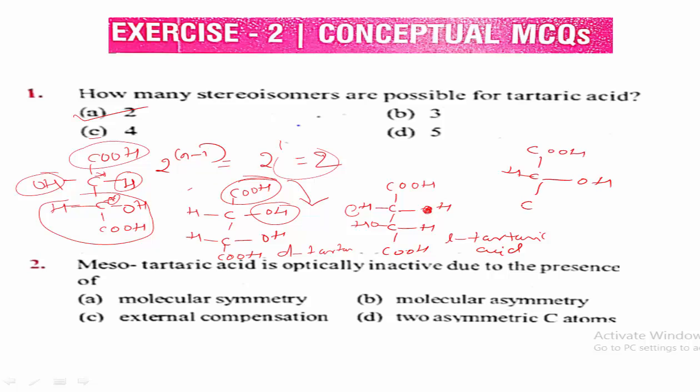I write here H, OH, and here H, OH, and here COOH. Is it right? Yes. Observe here, if you draw a plane here, one H here and also one H here, OH here and also OH here, COOH here and also COOH here in the meso form. Both the parts in this compound have the same components. Therefore molecular symmetry is present.